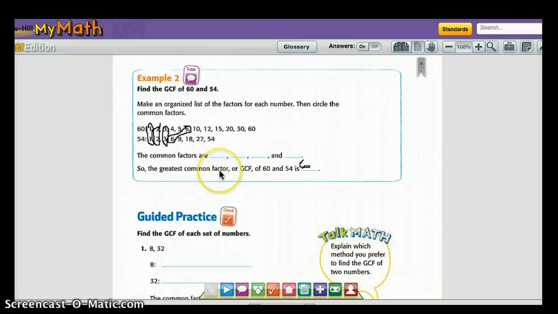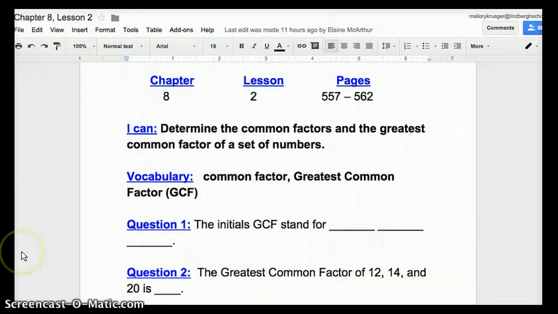So remember, you can do this either way, because if you would have made the prime factorization tree, you would have found that their common prime factorization numbers were 2 and 3, and then you would have multiplied 2 times 3 to get 6 as the greatest common factor. Alright, so go ahead and look back at these 2 questions and answer them in the form, please.